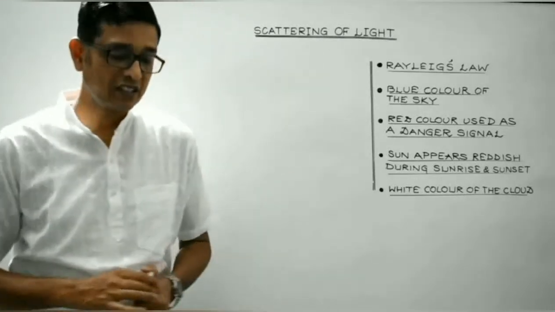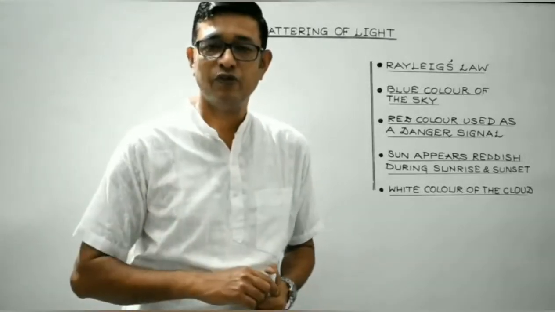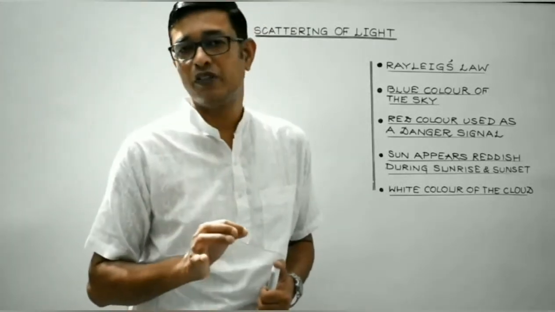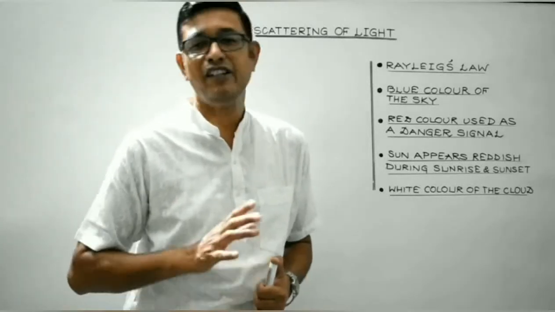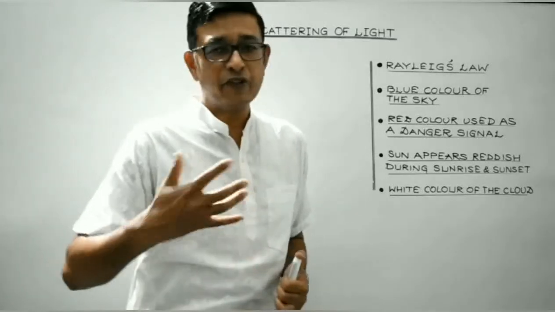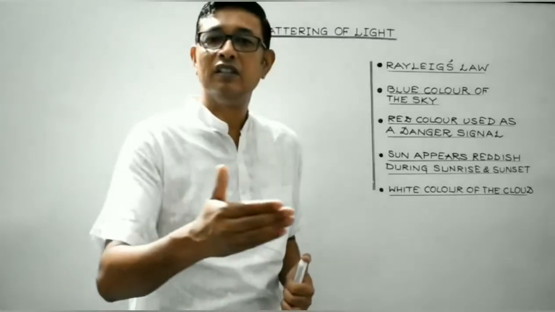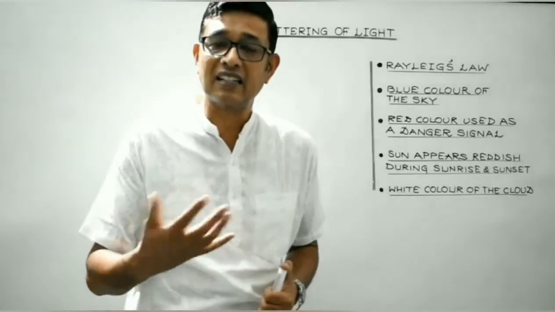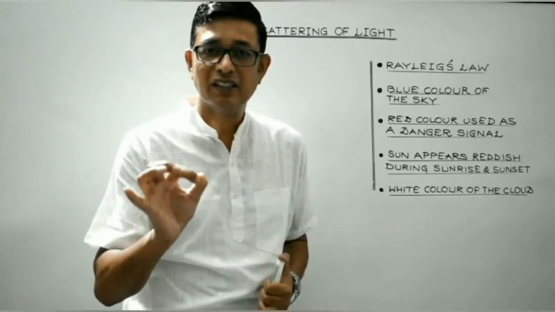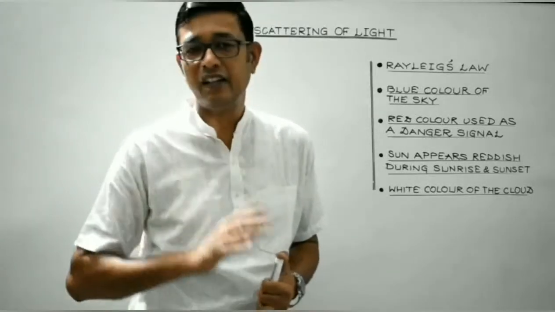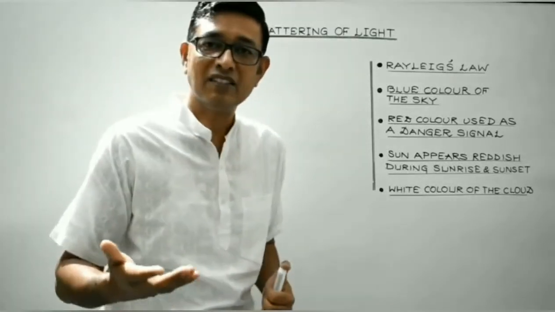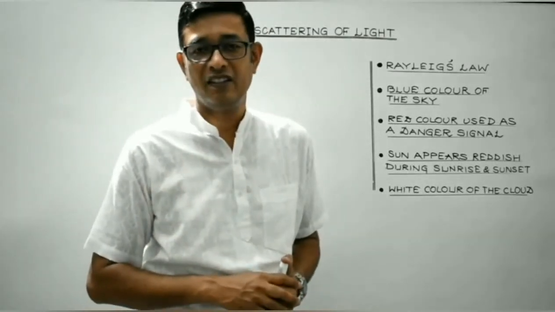And as we have discussed in that short video, Lord Rayleigh was the first person to have studied the scattering of light in detail. And he found that different colors, different wavelengths, while passing through the Earth's atmosphere, get scattered by different amounts. So he experimentally studied the scattering of light in detail and formulated a law which is known after his name as Rayleigh's law of scattering.